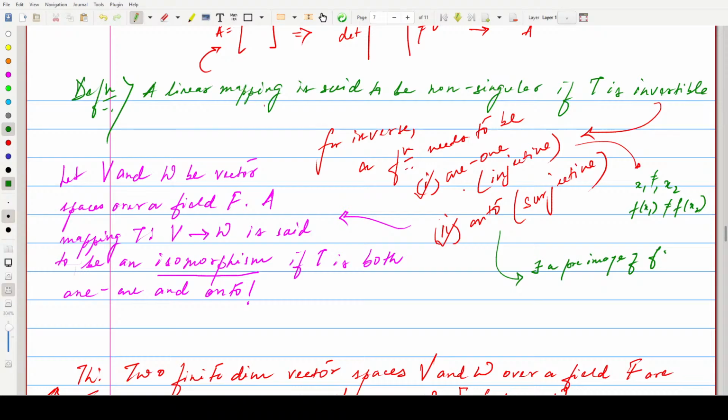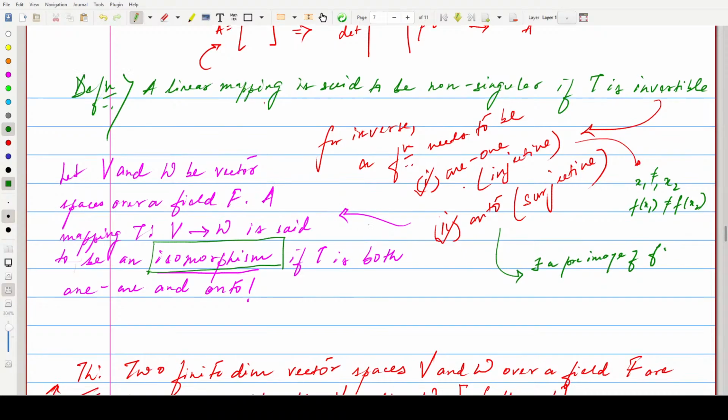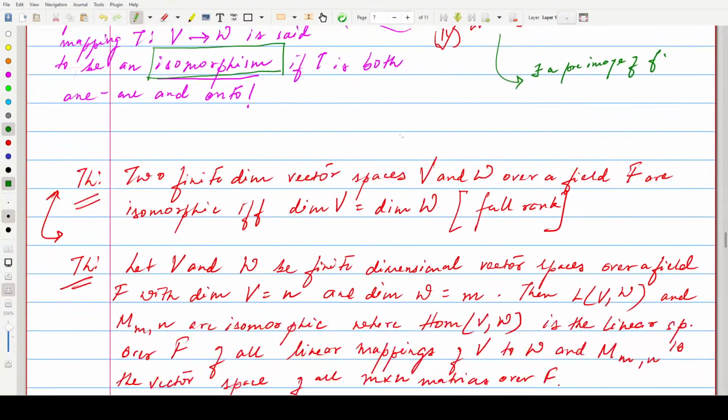So let V and W be vector spaces over a field F. A mapping T from V to W is said to be an isomorphism. A fancy new term again. If T is both 1-1 and onto, essentially it means that it's a bijection. We'll see why we need that.